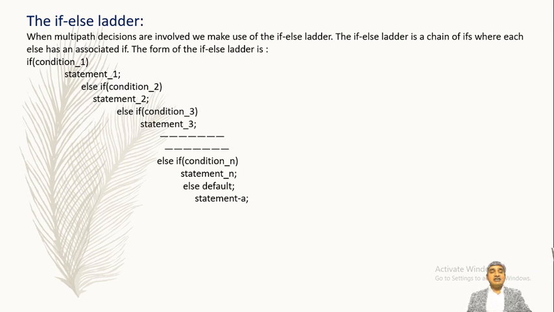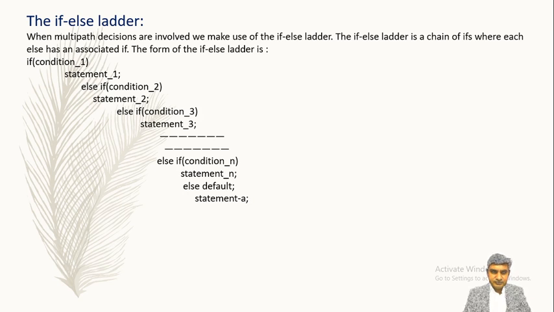If it is false, then statement n is executed. If this is false, statement n is also false. That is, condition 1, condition 2, condition 3, and so on up to condition n, all the conditions are false. By default, statement A is executed.